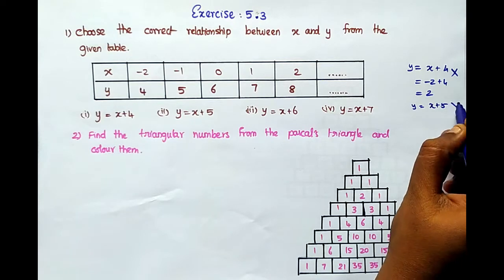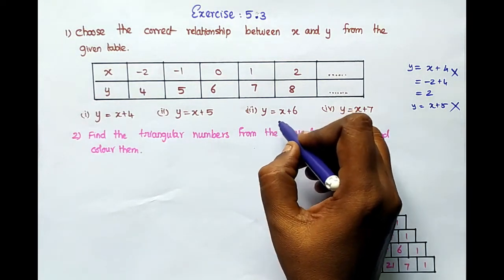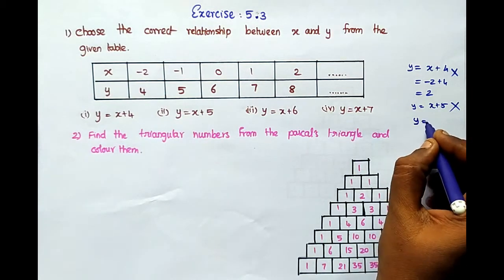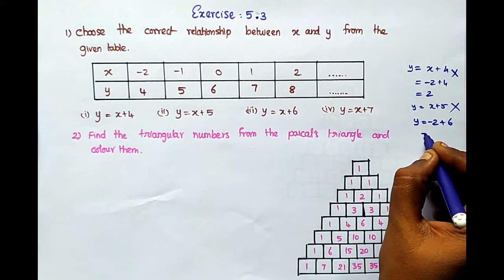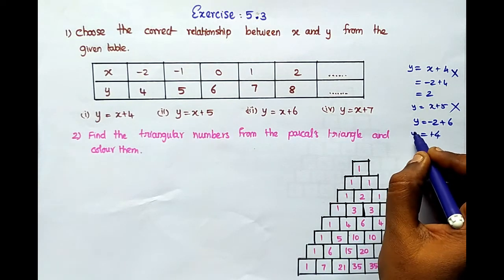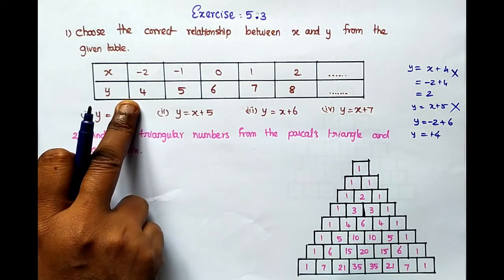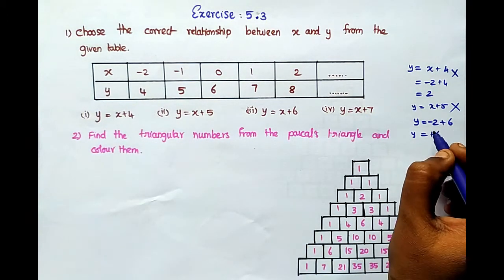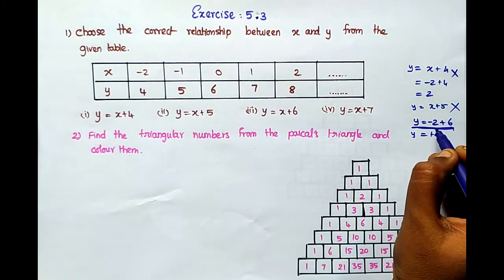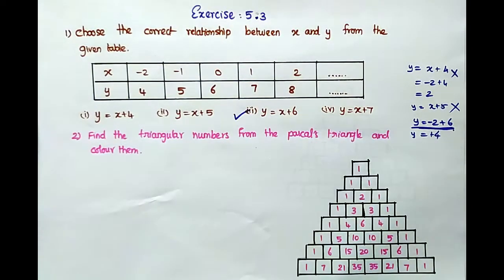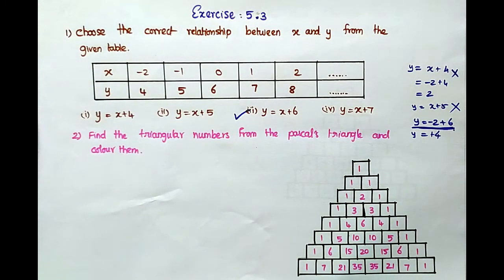Second option also wrong. Third option, y equal to x plus 6. Listen, minus 2 plus 6. Minus and plus are different signs, so we have to subtract, which means we get plus 4. So y equal to plus 4. X equal to minus 2 means y equal to plus 4. Which format is this? X plus 6. So this one is the answer.